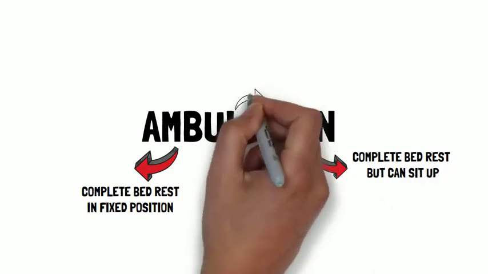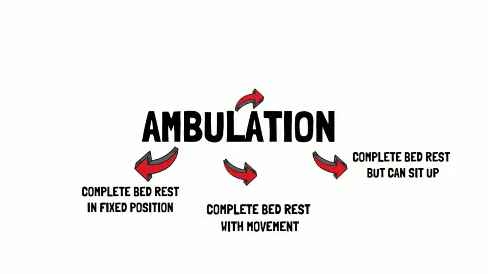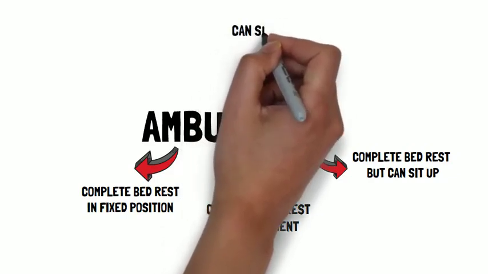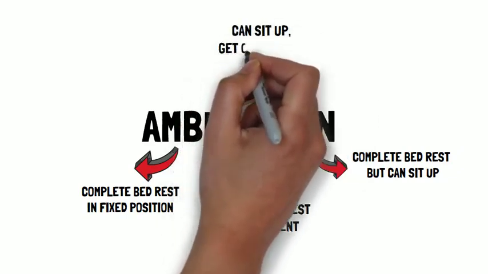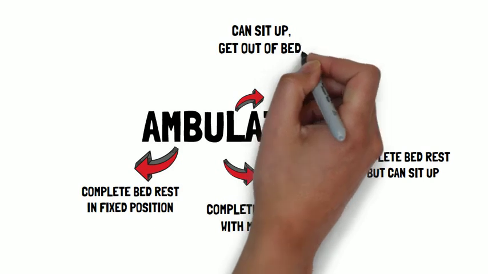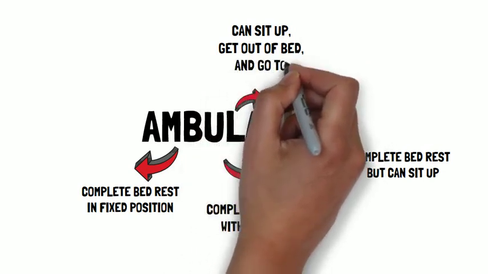DVT prevention protocol is used until the patient is fully ambulant, and the stockings are discontinued once the patient is ambulatory. The DVT protocol may include drugs.